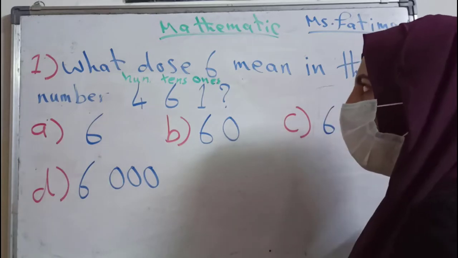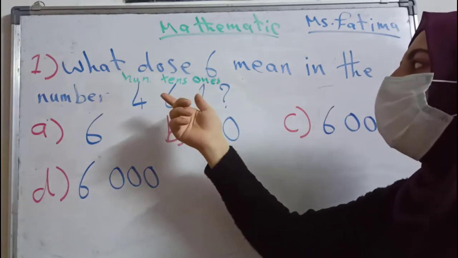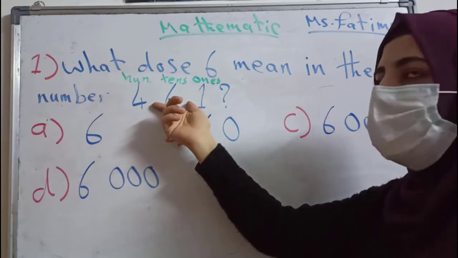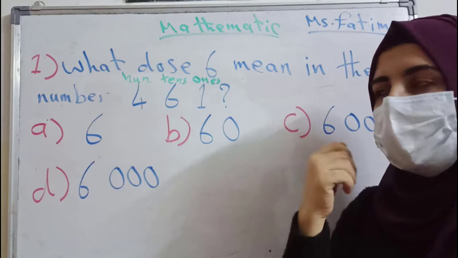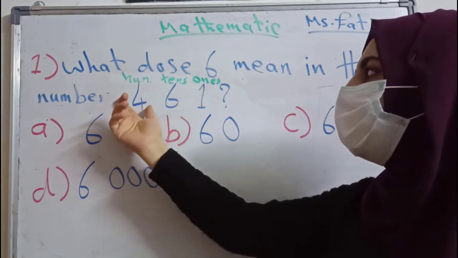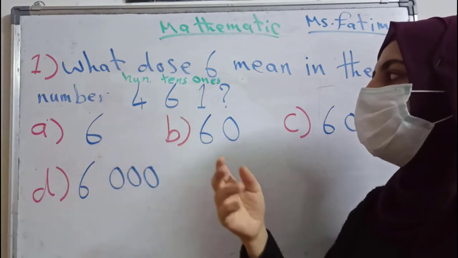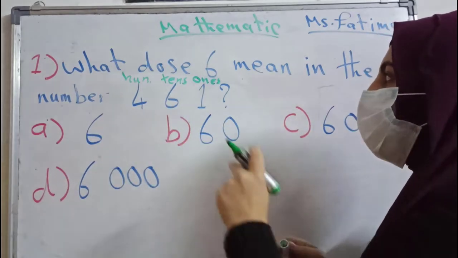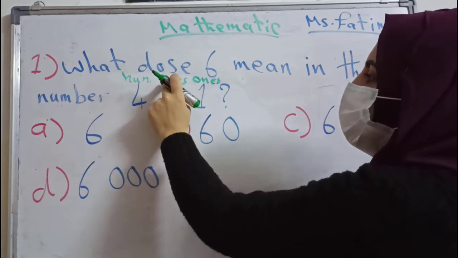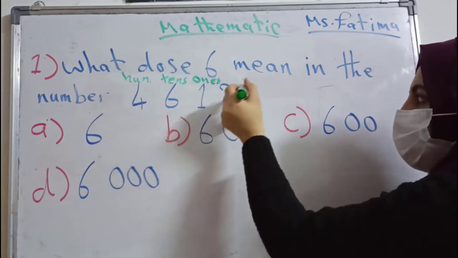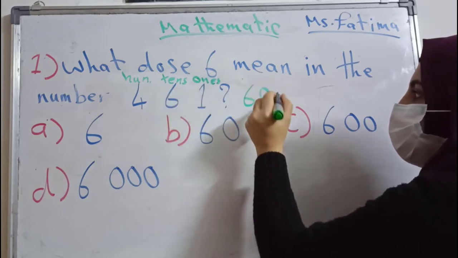Students, we studied that if we have a number in ones, we write it like itself. If we have a number in tens, we write the number with 1 zero added. And if we have a number in hundreds, we write the number with 2 zeros added. Now we talk about 6 in this number. 6 is in tens, so we write 6 with 1 zero added because it's in tens.